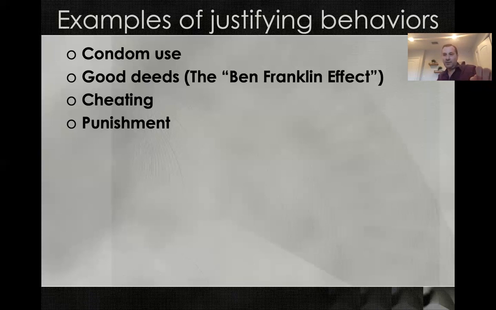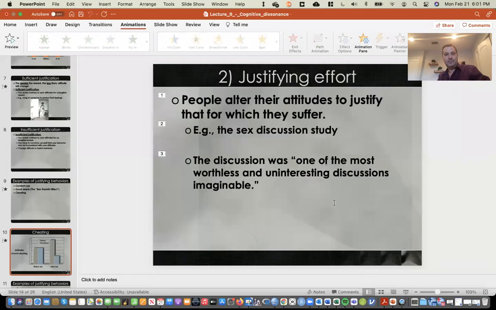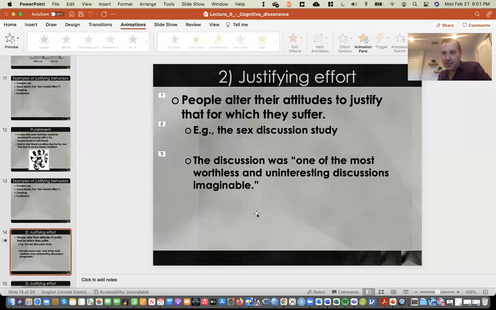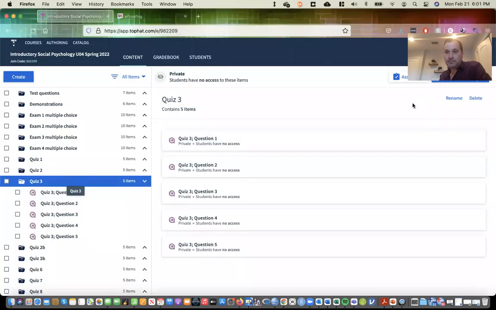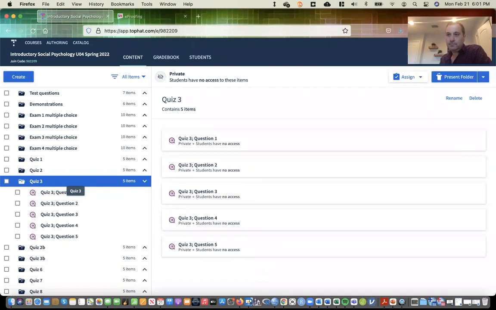So let's have a quiz. How about that? And then we'll come back to talking about 2 other domains of cognitive dissonance theory on Wednesday. So open up your Top Hat accounts, and I'll give you a minute to get into those accounts. This is quiz 3, and let's get started.